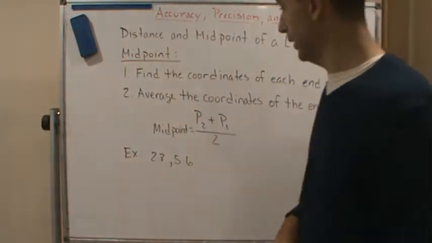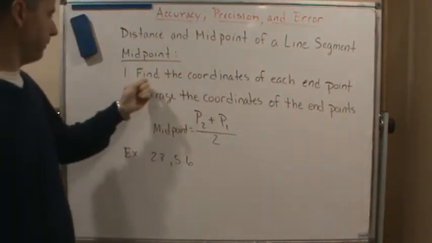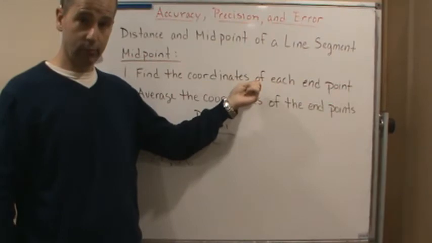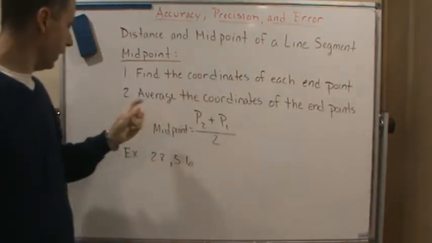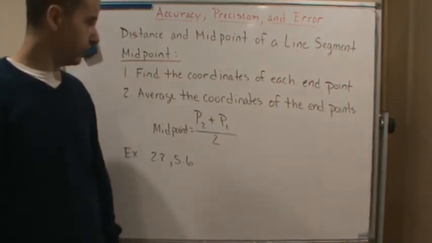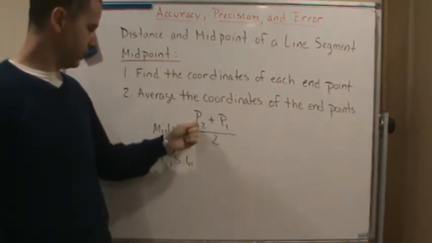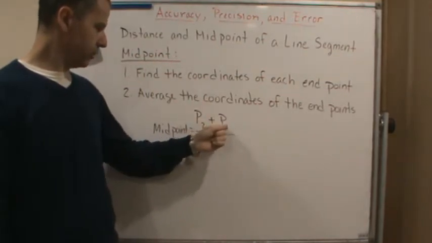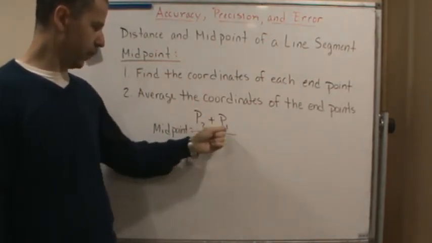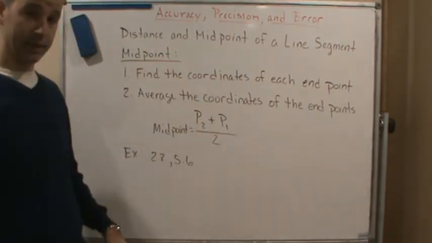Okay, so here are the steps, pretty much exactly what I just said. You're going to find the coordinates of each endpoint, what those values are, and then you're just going to take the average of those two coordinates. And this is the formula. This is what we call the midpoint formula. You take the coordinates that correspond to the two endpoints, add them, divide by 2, and you find the middle.